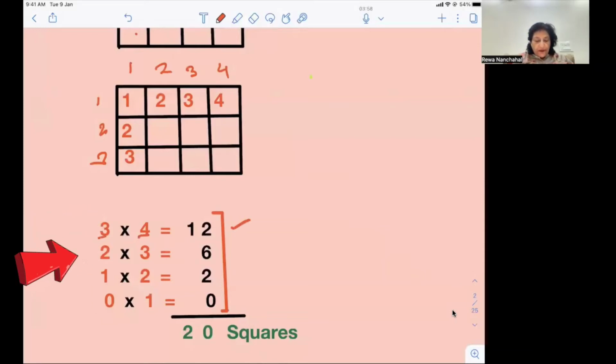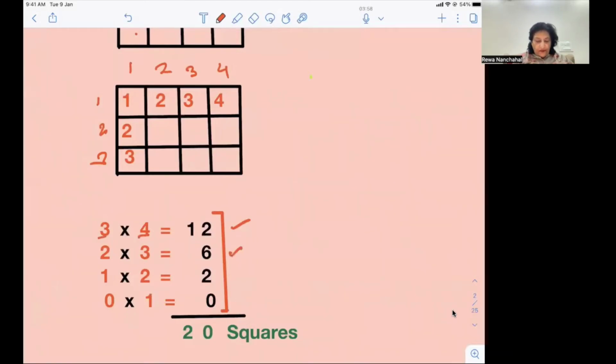Next, keep reducing the number of rows one by one, and keep reducing the number of columns also one by one while calculating. So after reducing 3 by 1, we get 2. And 4 reduced by 1, we get 3. So 2 multiplied by 3, we get 6.